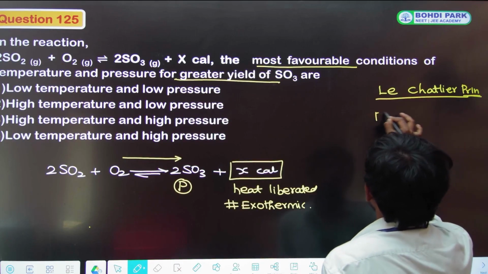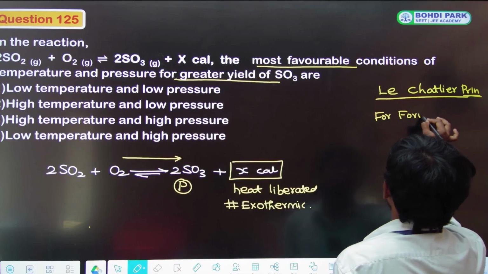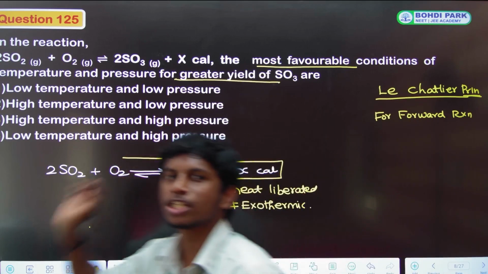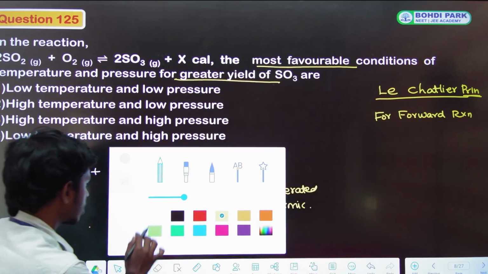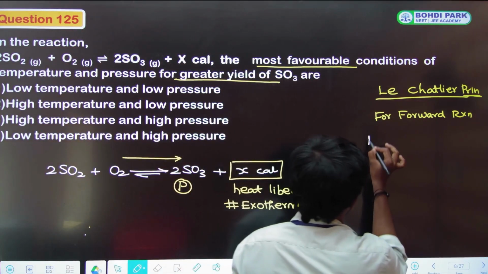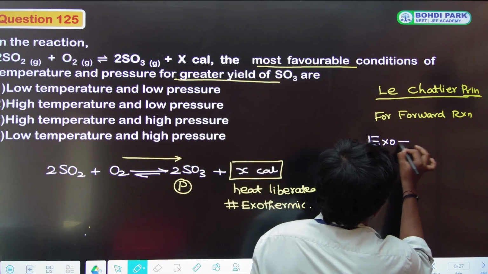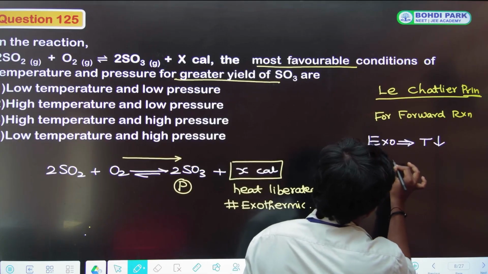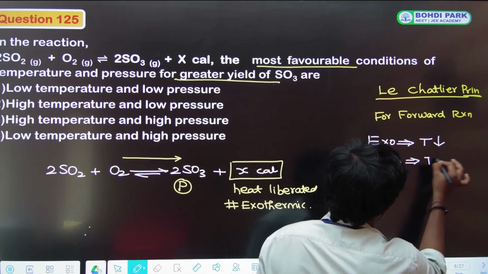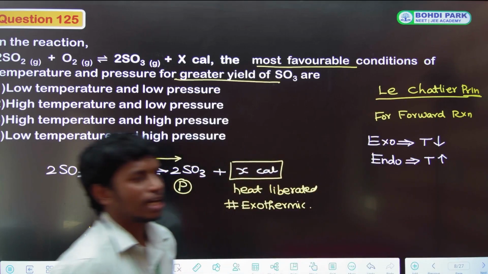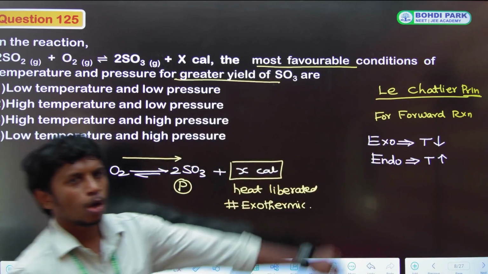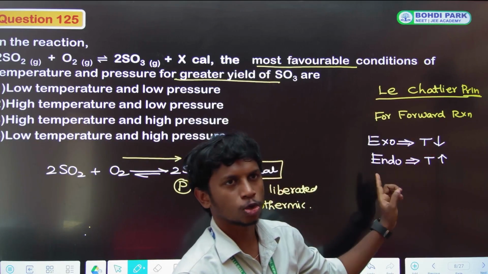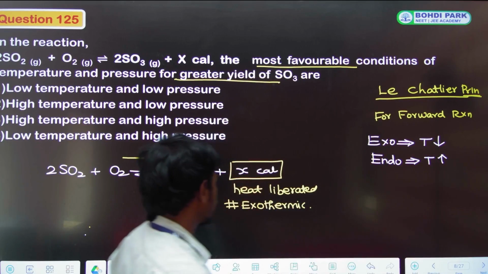for forward reaction, if the reaction is exothermic in nature, okay, உங்களோட reaction exothermic இருந்தது அப்படின்னா we have to decrease the temperature. If your reaction is endothermic, we have to increase the temperature. Okay, Le Chatelier principle படி உங்க reaction forward நோக்கி நகரணும் அப்படின்னா exothermic reaction temperature நம்ம குறைக்கணும், endothermic reaction temperature increase பண்ணணும்.